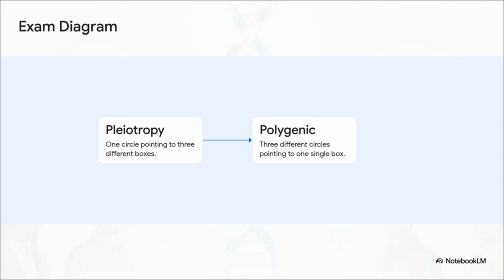Let's actually look at how to build this into a perfect exam answer. When you're taking your test, I highly recommend drawing a quick diagram. Step 1. For pleiotropy, just draw one circle pointing to 3 different boxes. Step 2. For polygenic, draw 3 different circles all pointing to one single box. Sketching out this simple visual proves to the examiner that your concepts are crystal clear. It shows you completely get the flow.